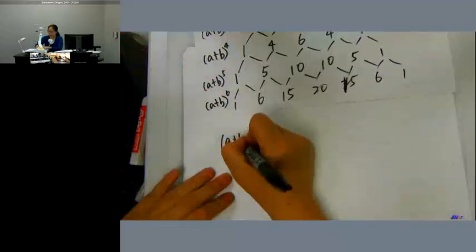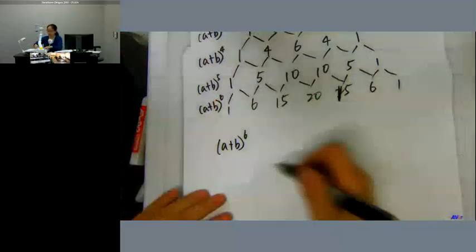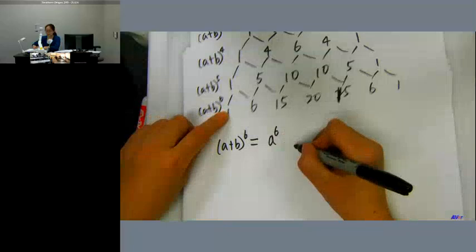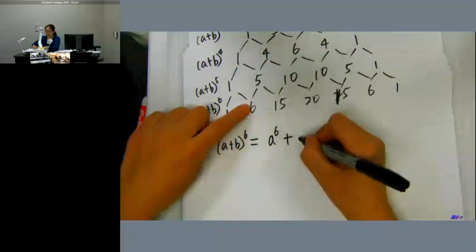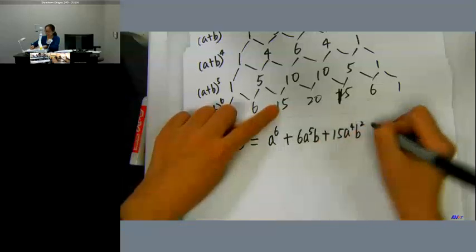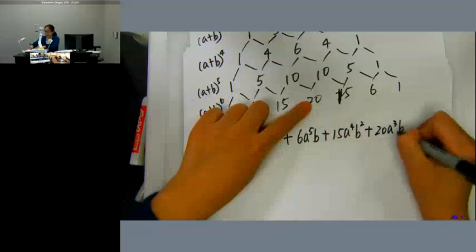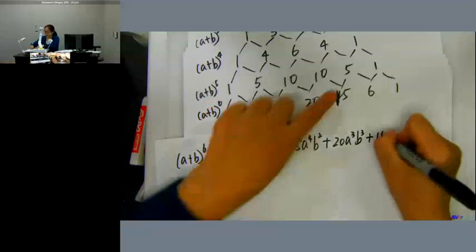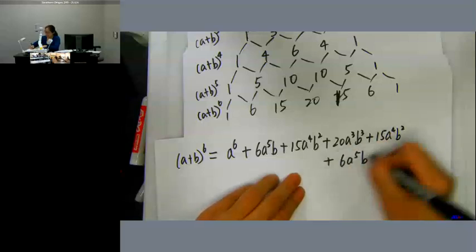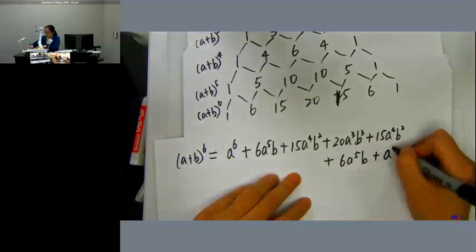So if you want to write down the answer for (a + b) to the 6th power, you don't even have to do 6 choose 0, 6 choose 1, 6 choose 2 if you have this triangle available. So you're going to get the number in front of a to the 6th, the number in front of a to the 5th, the number in front of a to the 4th, the number in front of a to the 3rd, and so on, and the last one is b to the 6th.